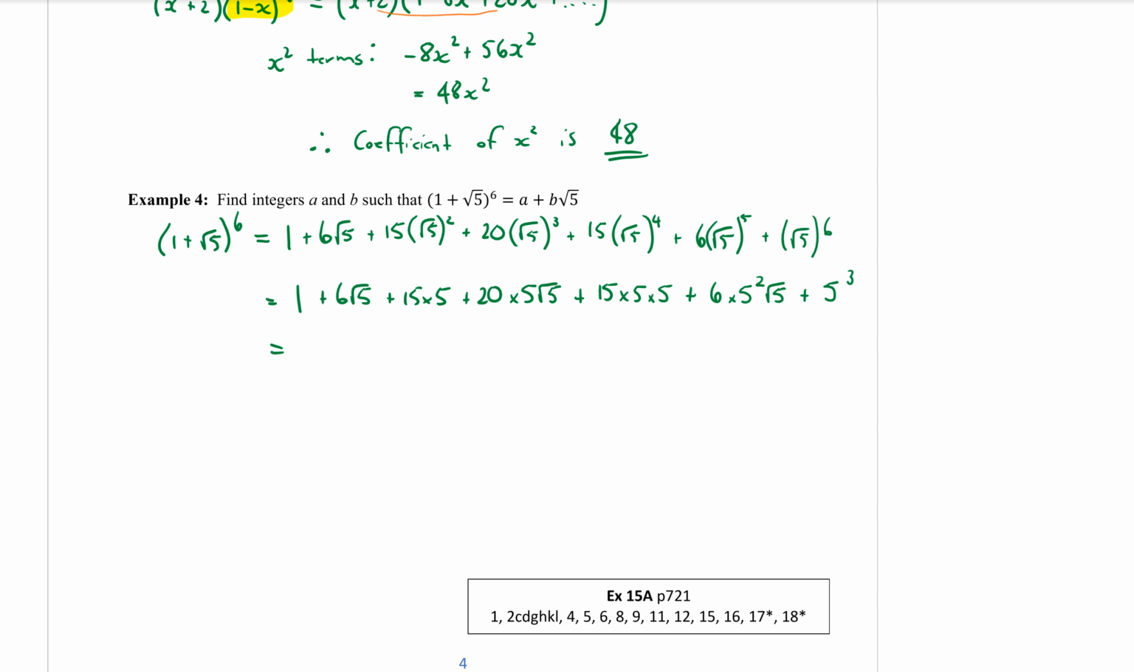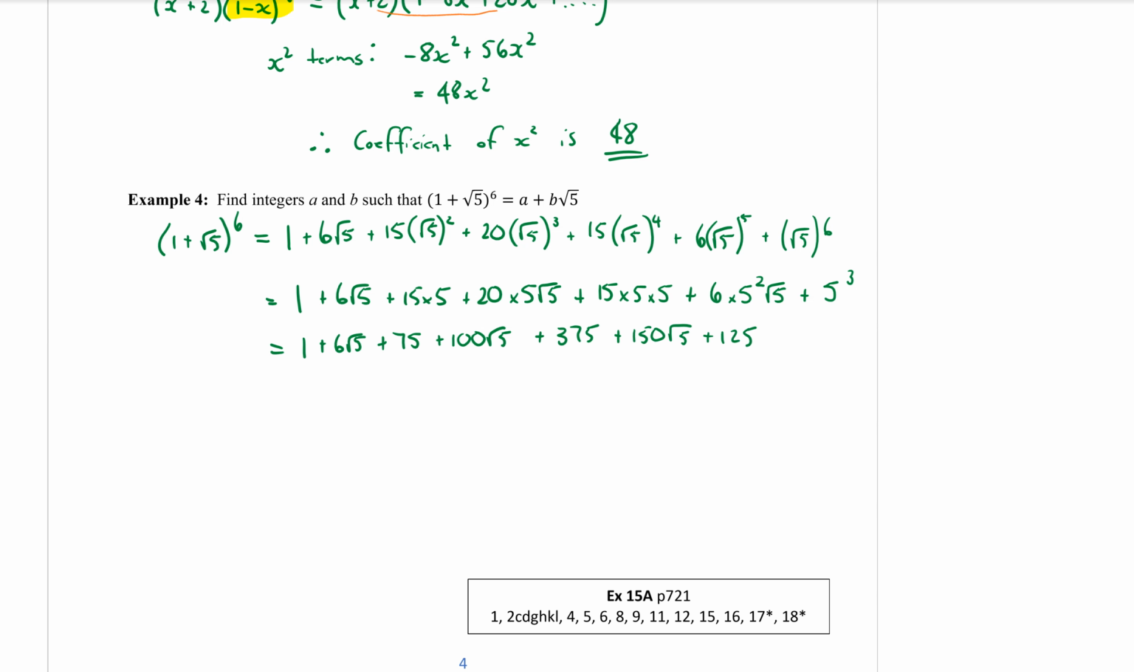Okay, that can still be tidied some more. We have 1 plus 6 root 5. 15 times 5 is 75. 20 times 5 is 100 root 5. 15 times 5 times 5 is 375. 6 times 5 squared is 150, and there's a root 5 with that. And 5 cubed is 125.